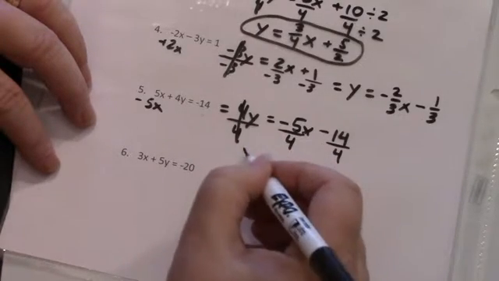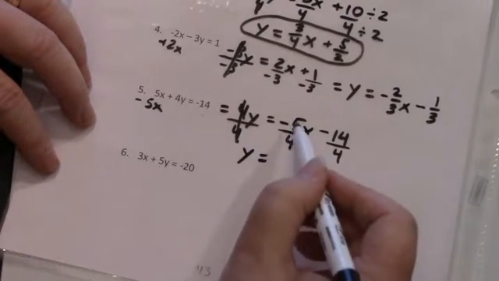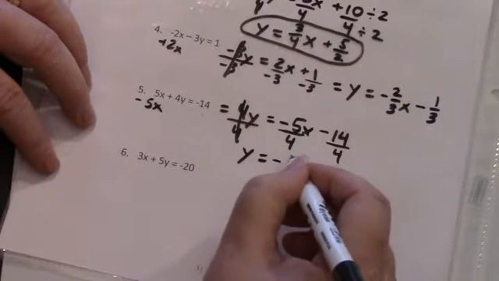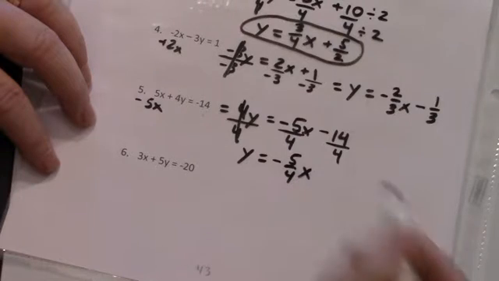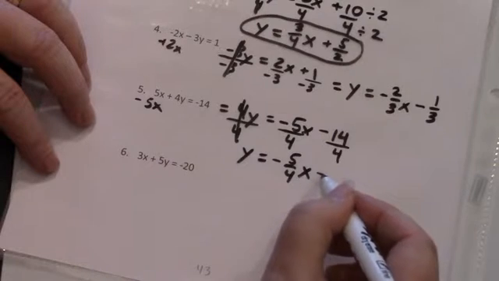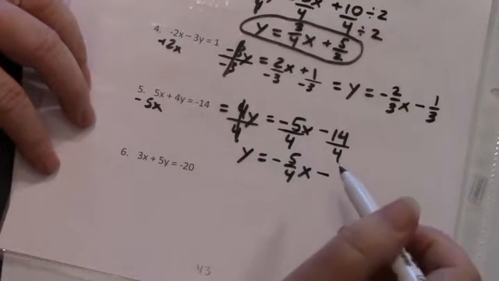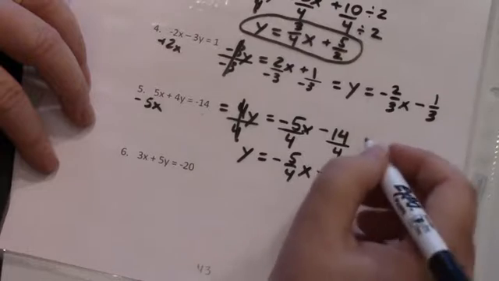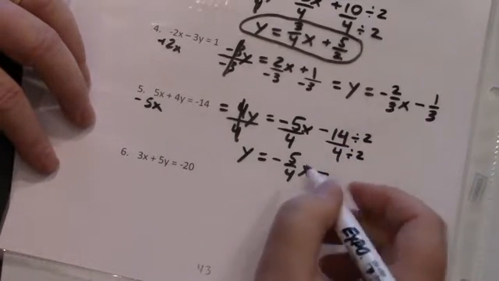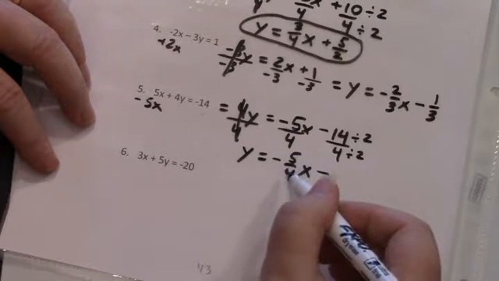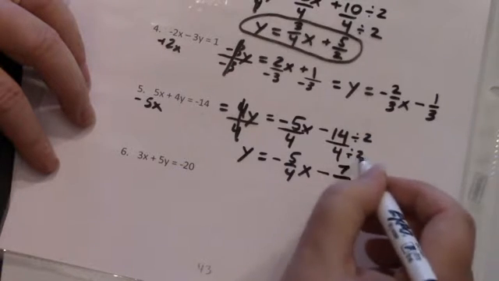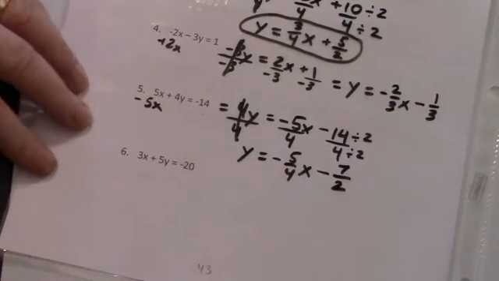That leaves me with y on this side of the equation. 5/4 can't be reduced, but it's a negative and a positive, so opposite signs. Negative 5/4 x, and negative and positive, so it's going to be minus. It doesn't divide out evenly, but I can reduce it. 2 is my greatest common factor again. So I can divide each of these by 2, and I end up with y equals negative 5/4 x minus, 14 divided by 2 is 7, and 4 divided by 2 is 2, minus 7/2.